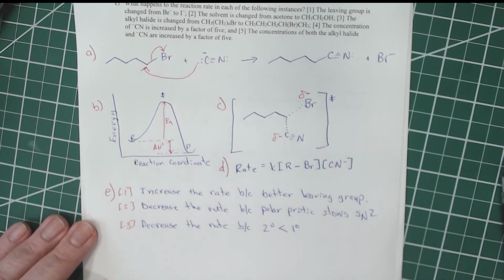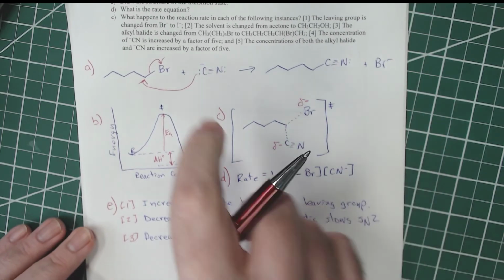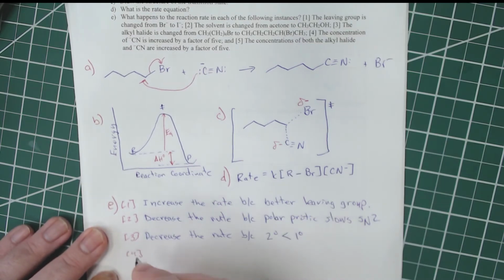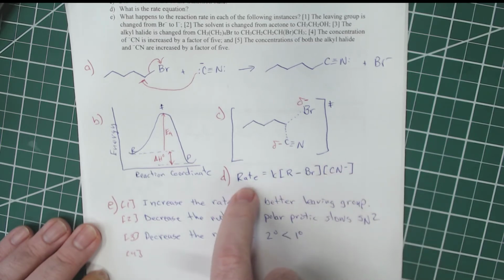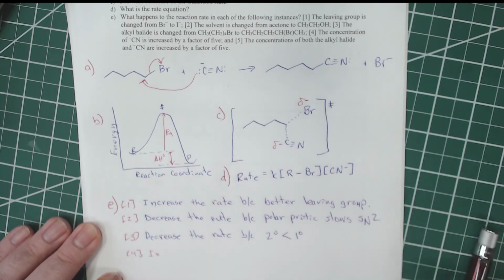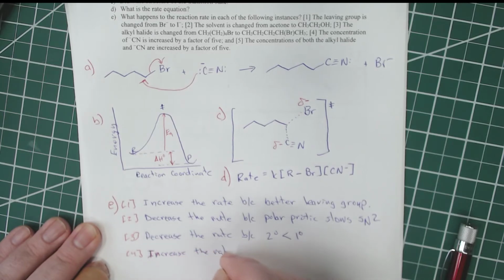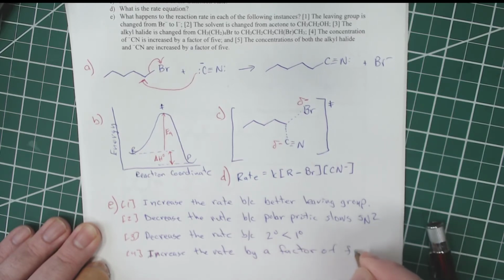So, all right, for number 4, the concentration of cyanide is increased by a factor of 5. Well, if we increase the concentration of cyanide by a factor of 5, then the rate should go up by a factor of 5. So that will increase the rate by a factor of 5.